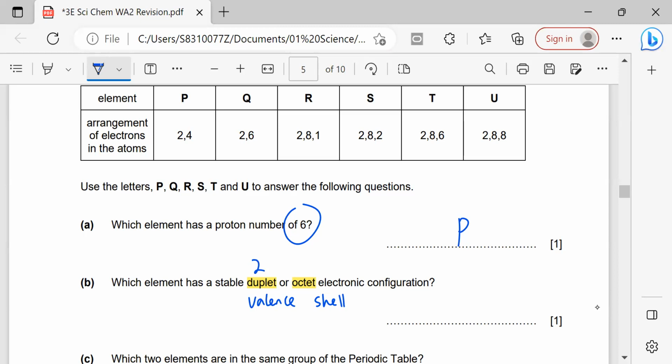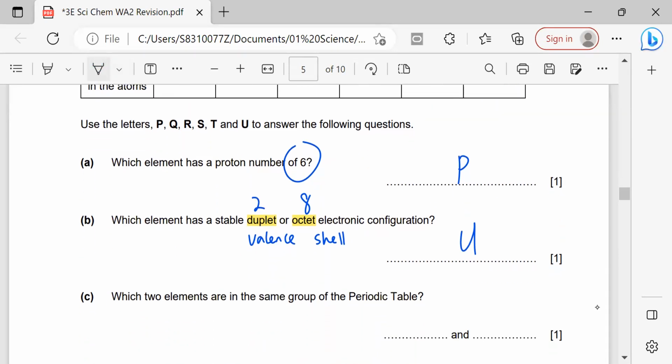So if you look through all of them, P, Q, R, S, T, and U, only U, which is 2, 8, 8, will be the correct element here.